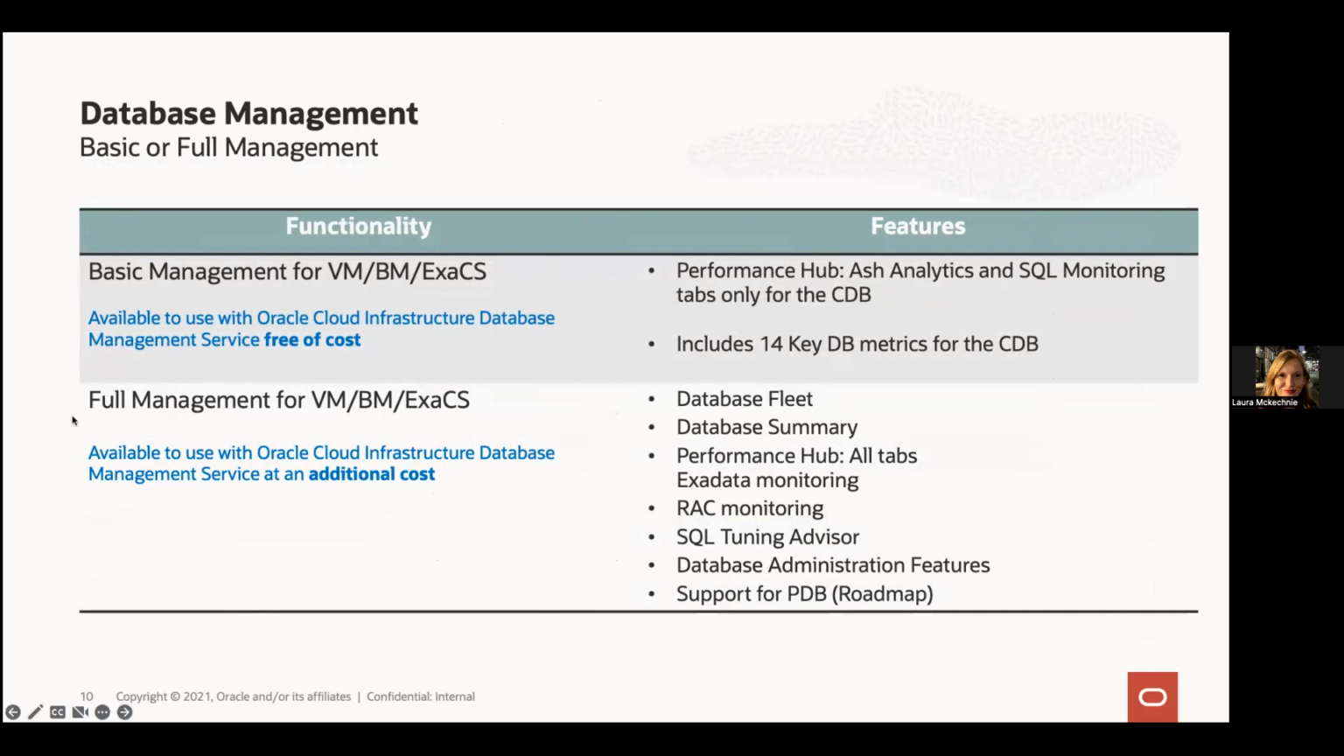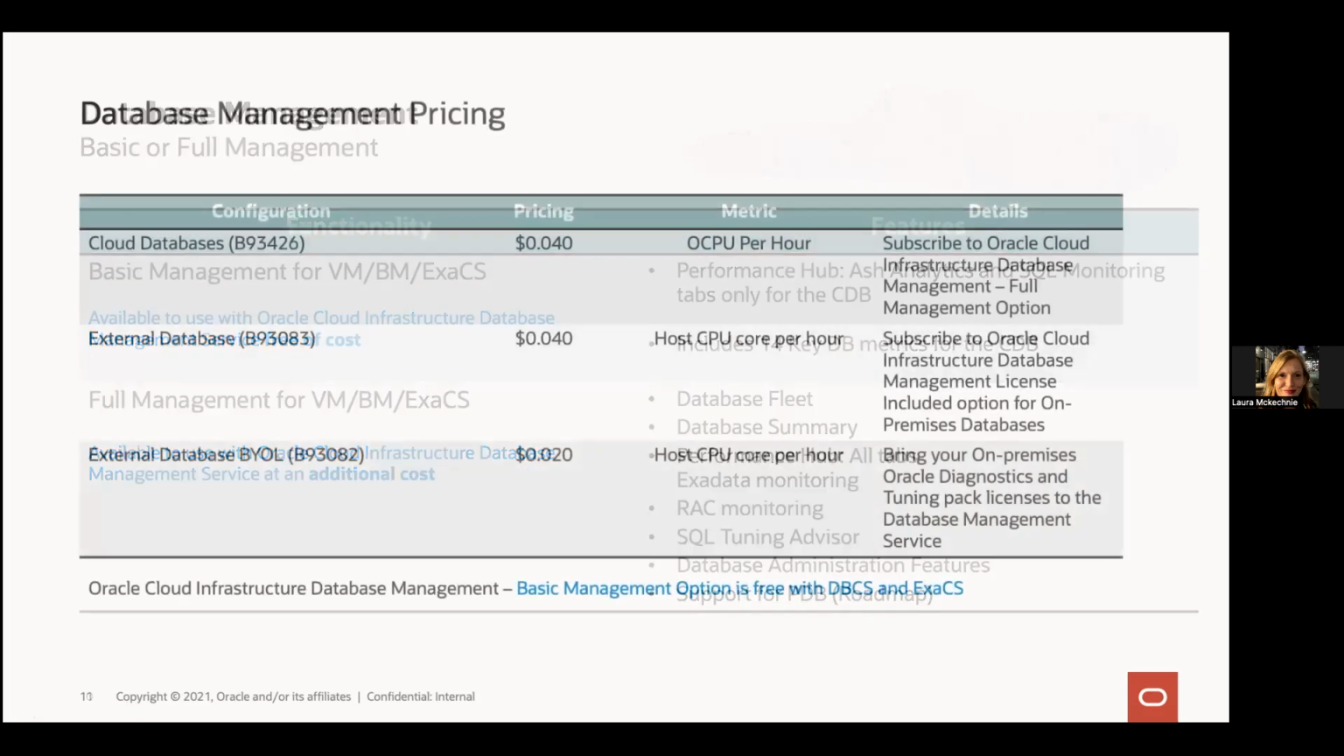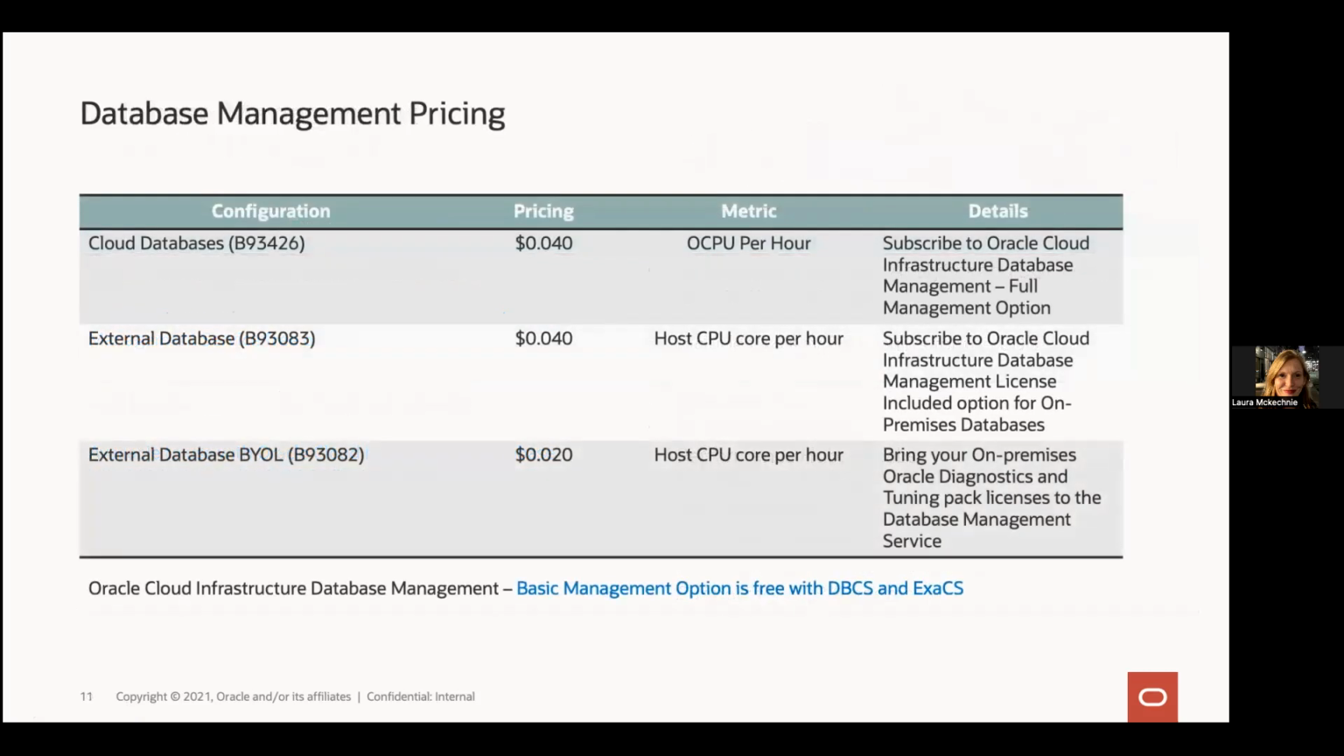Then the higher-level service, which is the paid service, is called full management for cloud databases. This is an additional cost that includes database fleet, database summary, Performance Hub with all the bells and whistles, and then all the other features which are listed here. I just want to mention support for PDB is on the roadmap, and we are actively working to get it integrated into the service. This is the pricing for Database Management service. We essentially have 3 SKUs across cloud databases, external on-prem databases, and if you want to bring your own license.